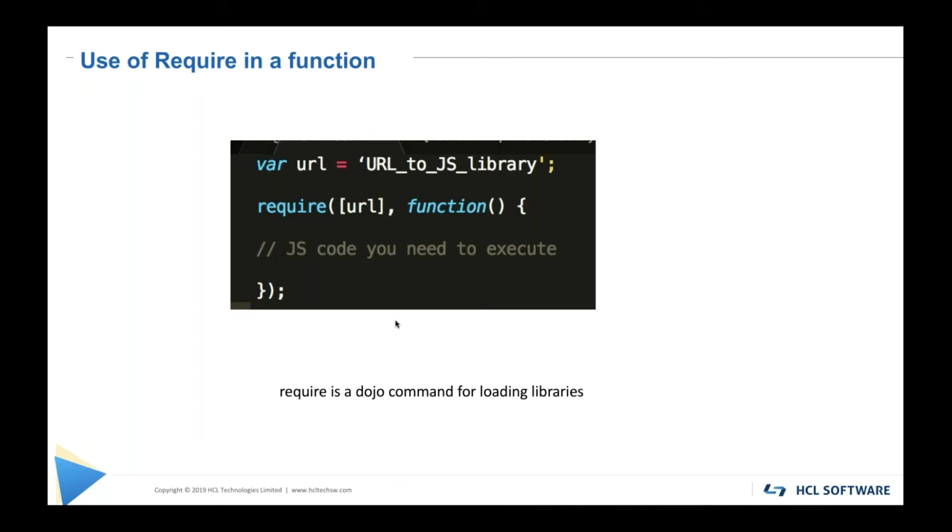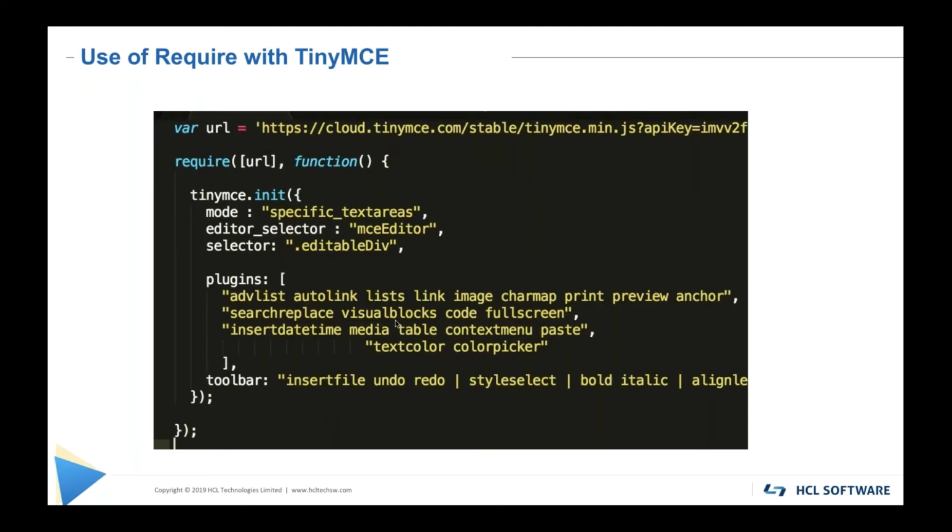All right. So the technique here is that we're declaring a variable, which is our URL to the library. And then we're saying require, and we're using the URL as an input to this function. And then inside the function is the JavaScript code that we need to execute, which depends on the JavaScript library, right? So it's a fairly simple concept. And here's that concept built out in a little bit more detail. And we're going to take a look at this.